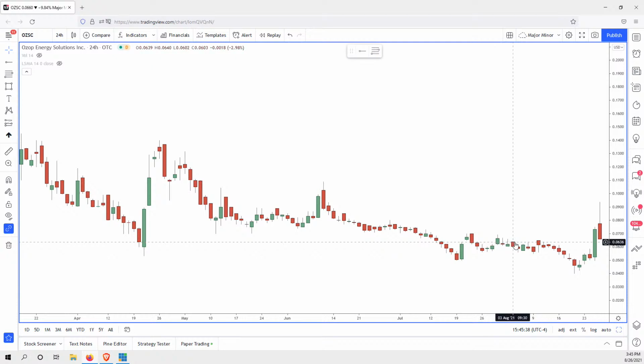The support is around, what is that? Little over 6.25 cents, something like that. And if that breaks, you're looking at this low over here. What is this low? 5 cents. You're looking at something like that.